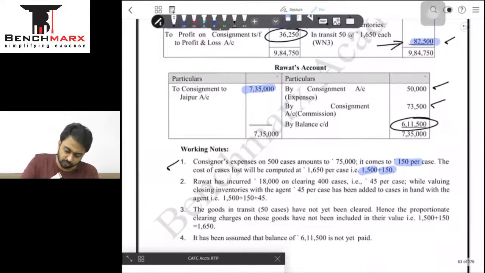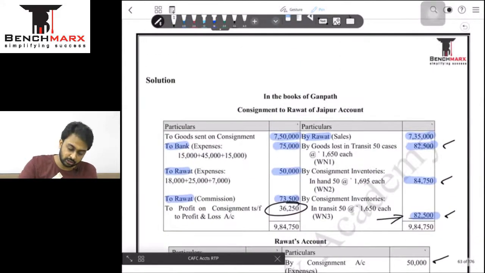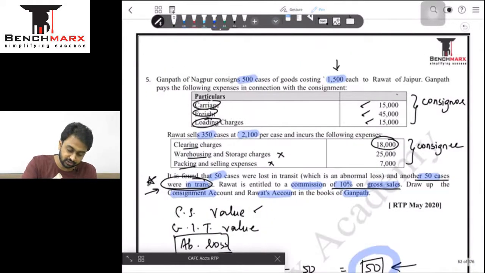Here they have given a small note for valuation of the inventories, and here they have given the valuation for the goods in transit, and they have simply assumed that this amount is not paid, because of which it is by balance carried down. Okay, very important sum to revise on the last date, so please revise this question.